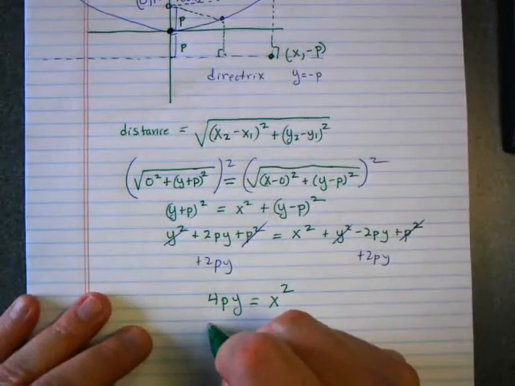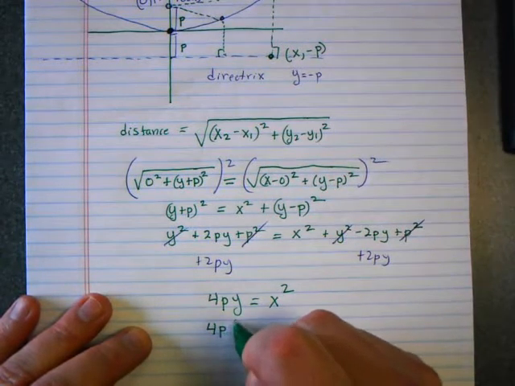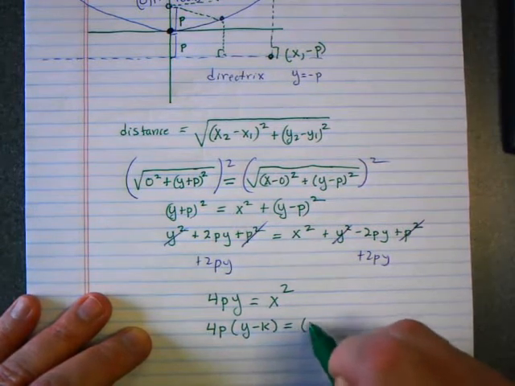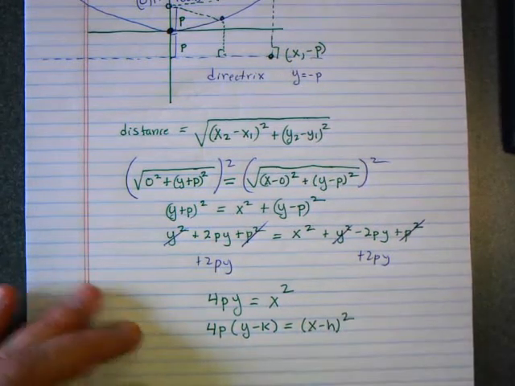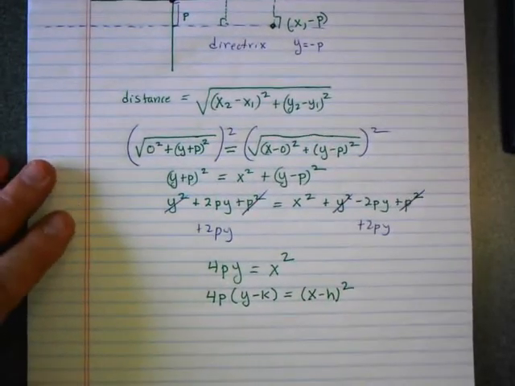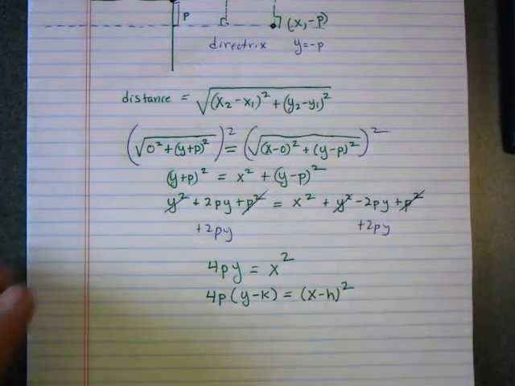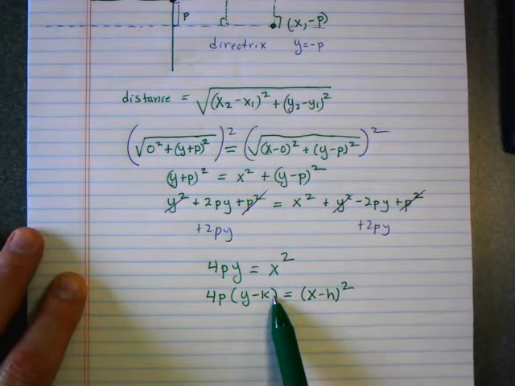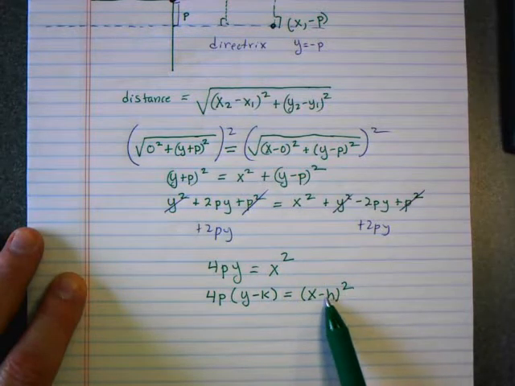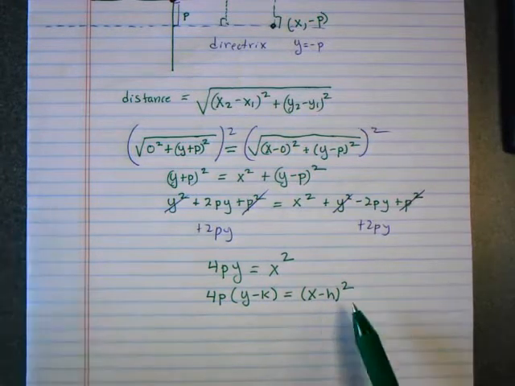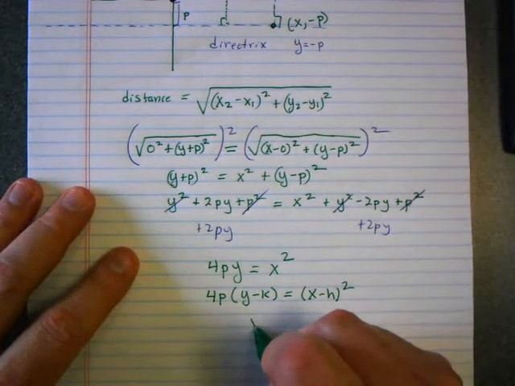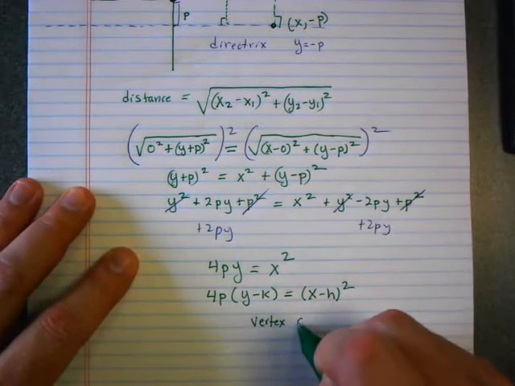So, quite often we see this written as 4p times y minus k equals x minus h squared. Because of the minus, it goes right, and because of this minus, it goes up. But of course, h might be negative 2, so you'd have x minus negative 2, which would be x plus 2, and then that would move left. It moves backward from what you think. All right, so this has a vertex.